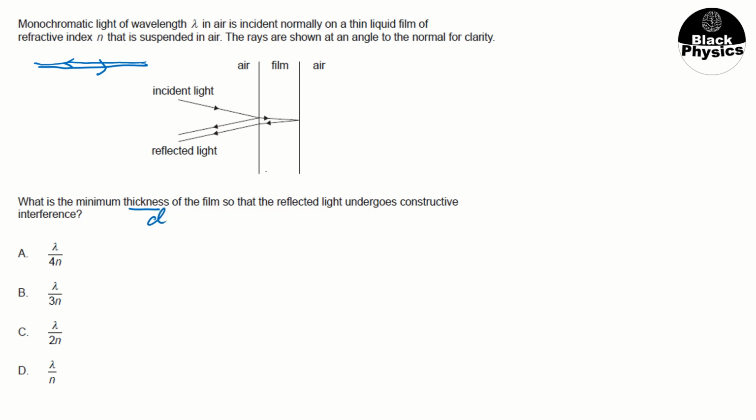The d. We need to find the thickness of the film layer so that the reflected light ray undergoes constructive interference. So this is simply thin film interference. That's the HL of the waves, Topic 9. Let's go to the data book and see which equation we are going to use.